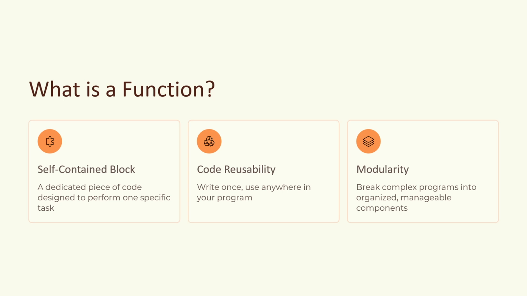The second one is code reusability. Write once, use anywhere in your program. Once written, a function can be used multiple times from different parts of the program. The third one is modularity. Break complex problems into organized, manageable components. Large programs or problems can be divided into smaller components, which simplifies development, testing, and debugging. In simple words, functions make programs cleaner and more organized.